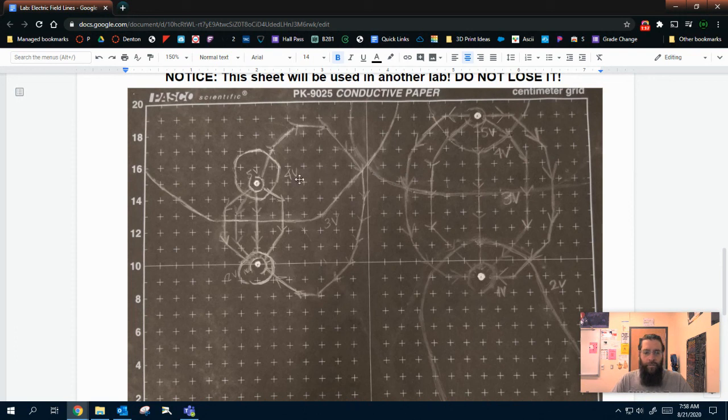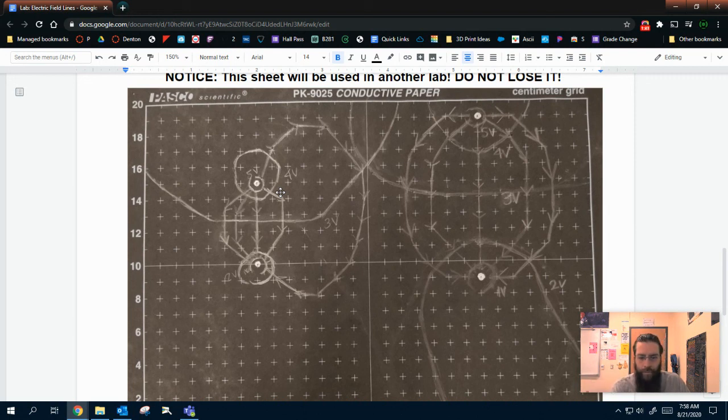For this particular picture, you see there are two sets of dots, okay, and they were given power at different times. So the two dots on the left would be the first part of the lab, and the two dots on the right would be the second part of the lab. And as you can see here, there's a lot of lines, and we're going to focus on the arrows on this.